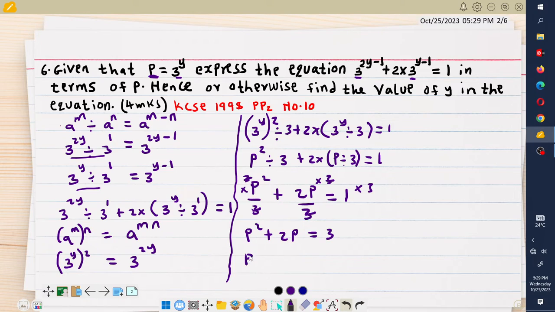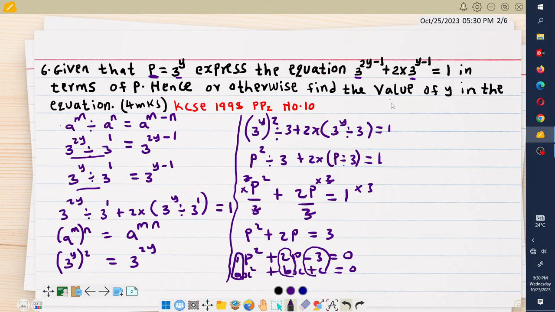So this will be p squared plus 2p minus 3 is equal to 0. So this is a quadratic, so we can compare it with ax squared plus bx plus c is equal to 0, whereby the value of a will be 1. You can clearly see a will be 1, the value of b will be 2, then the value of c will be negative 3.